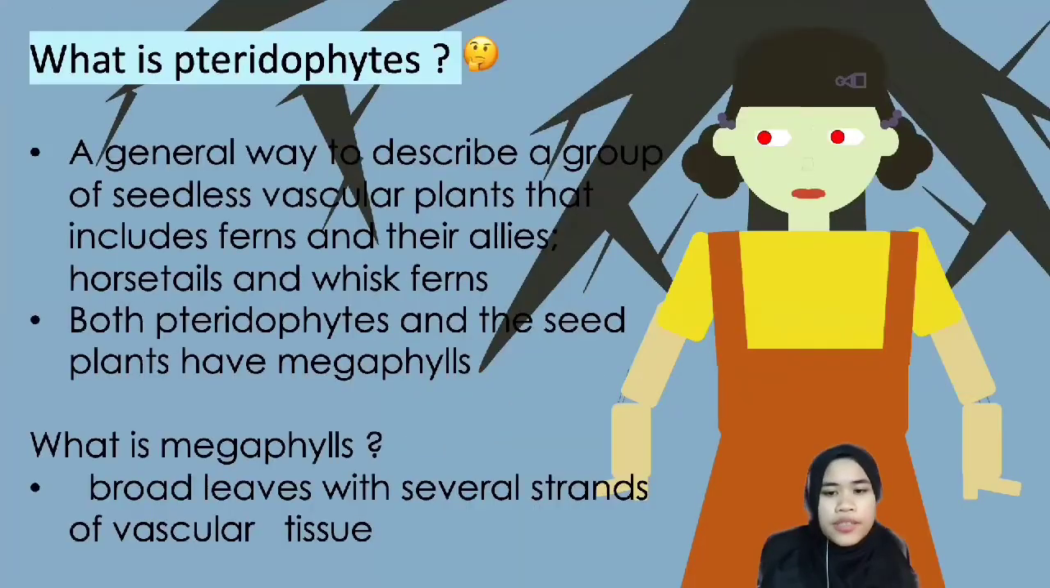So I'm going to start our presentation with a question. What are Pteridophytes? Pteridophytes is a general way to describe a group of seedless vascular plants that includes ferns and their allies, such as horsetails and whisk ferns, which we are going to explain later. Both Pteridophytes and the seed plants have megaphylls. So what are megaphylls? Megaphylls are broad leaves with several strands of vascular tissue.